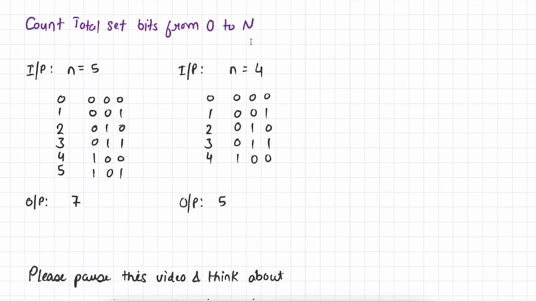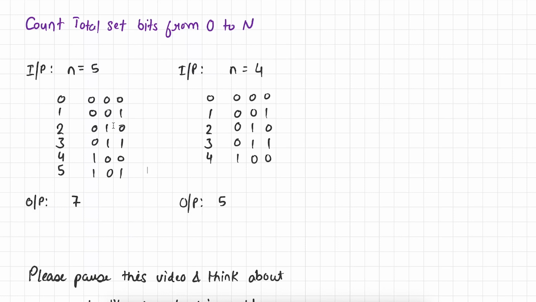We are given a number n and we have to count all the set bits from 0 to n. Let's understand this problem better with a few examples. Let's say n is equal to 5, then you have to consider the binary representation of the numbers from 0 to 5, and then count all the set bits in all the numbers.